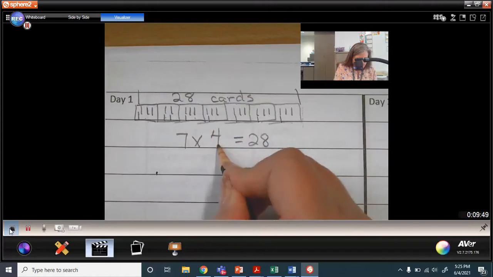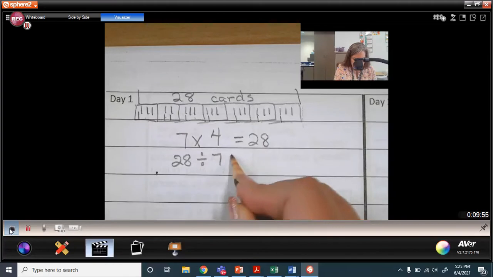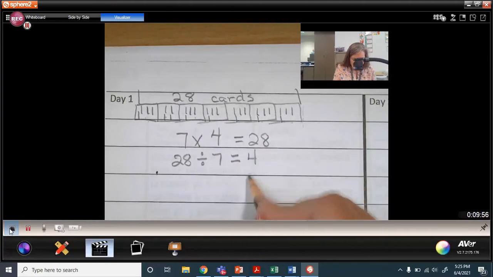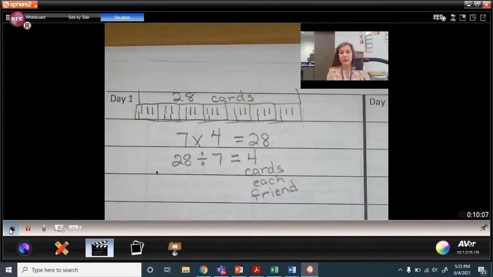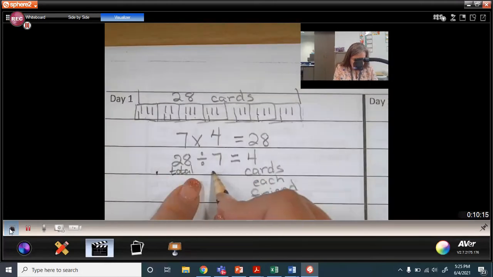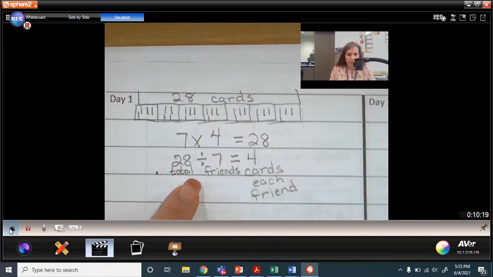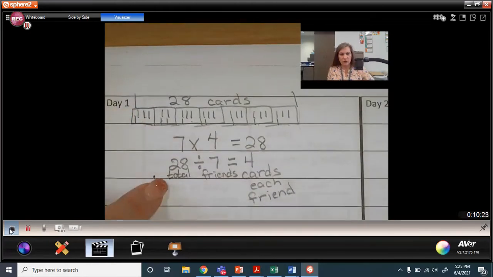So if I take my 28 cards and share them equally between my 7 groups, there are going to be 4 cards for each friend. And that's how multiplication is the opposite of division. Here we have our total, and we are going to share them equally into the groups, which are the friends. Okay? All right, that is our model equation, and now you can write your response.